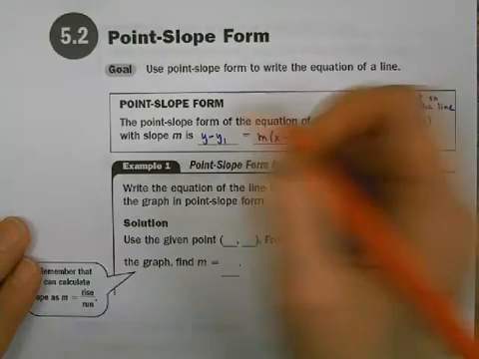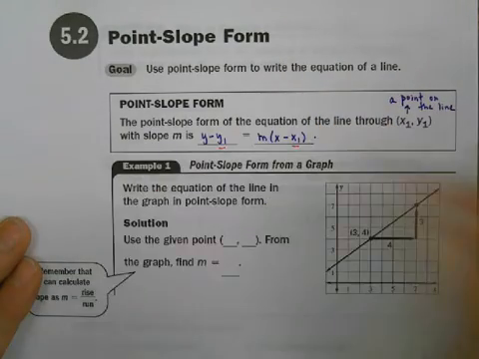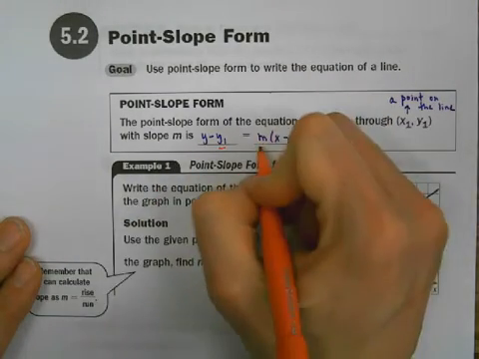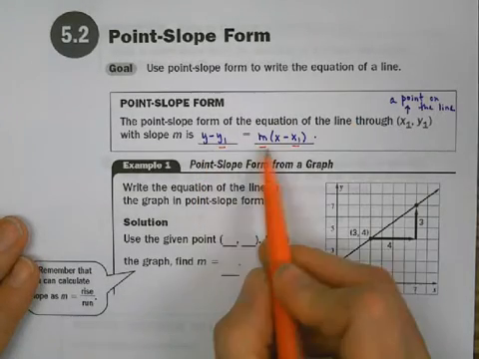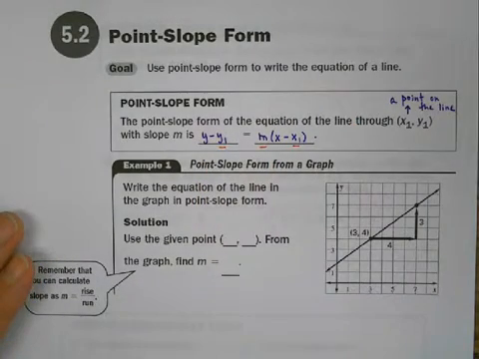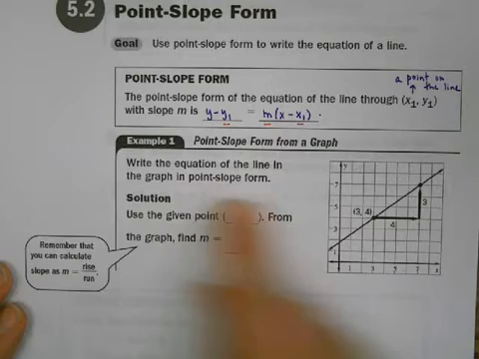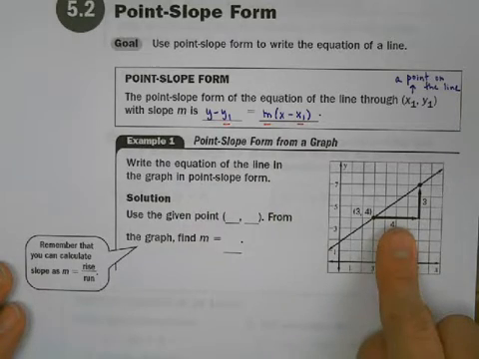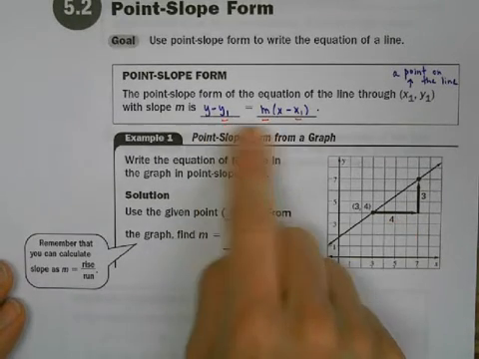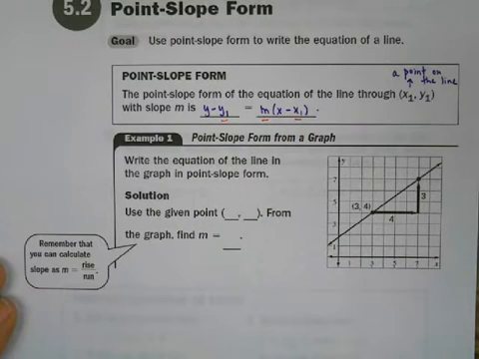I have x1, y1 here, so I'll be plugging those in. And I have m here, so I'll be plugging that in. This other y and x will stay just how it is. So let's see what this might look like. It says write the equation of the line in the graph in point-slope form. So we're looking for a form that looks like this.